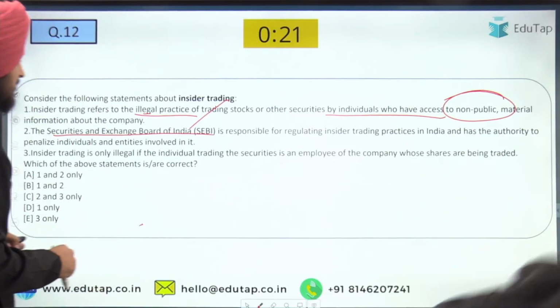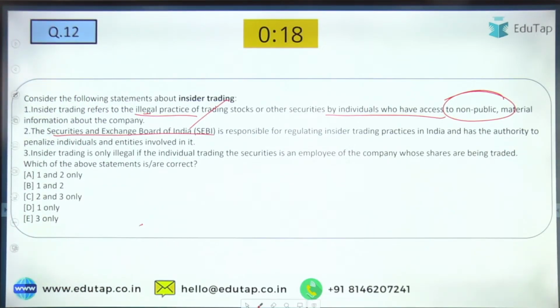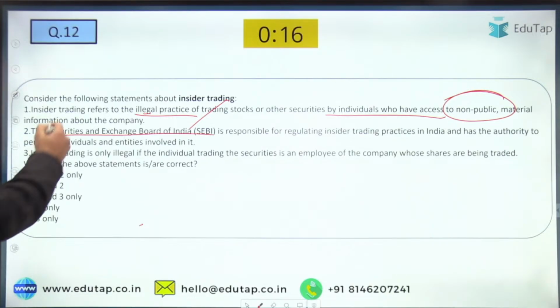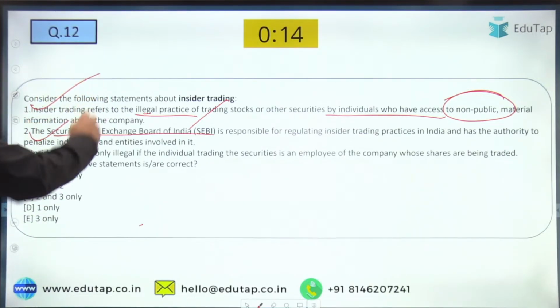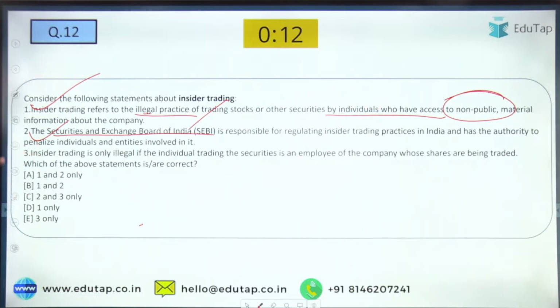Fine. Now, the next point is that somebody is asking what is the difference between option A and option B. The difference is that here we are talking about the definition, and here we are talking about the regulation. So is SEBI the regulator or not? This is something that you have to identify in option number B.